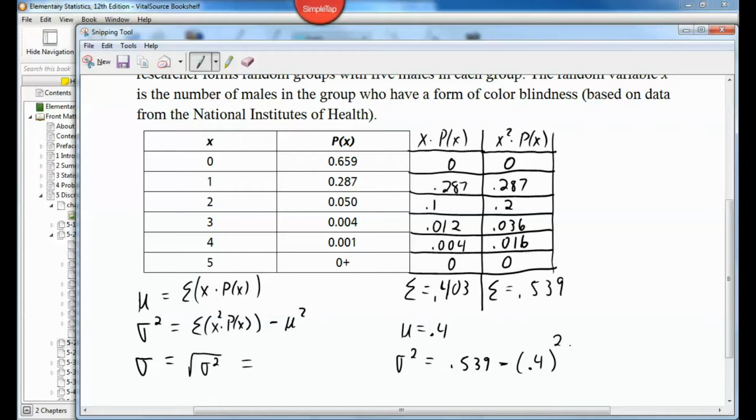Alright, so when you do that, you get 0.379.